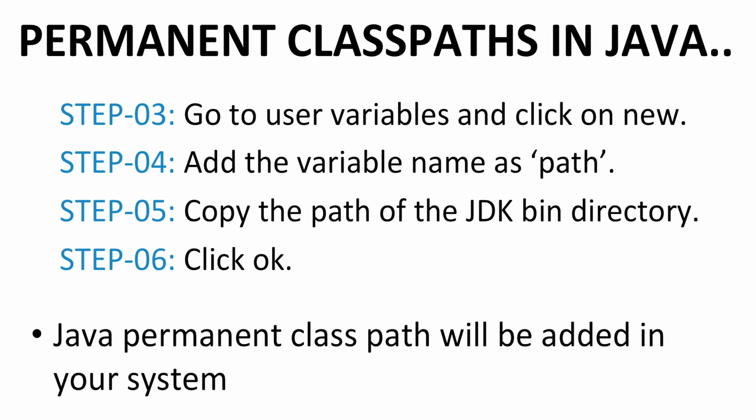Step number 4, add the variable name as path. We have to create a variable and give it the name path. Step number 5, copy the path of the JDK bin directory, and step number 6, click OK. We will be discussing it through screenshots or practical examples. Java permanent class path will now be added in your system. After following these 6 steps, the Java permanent class path will be added, and our purpose is getting solved.